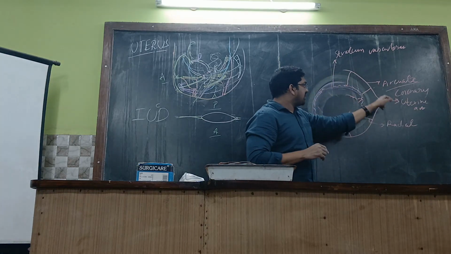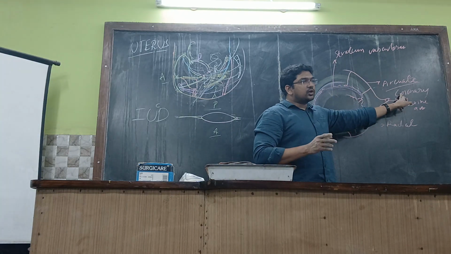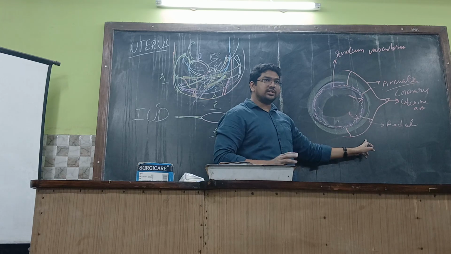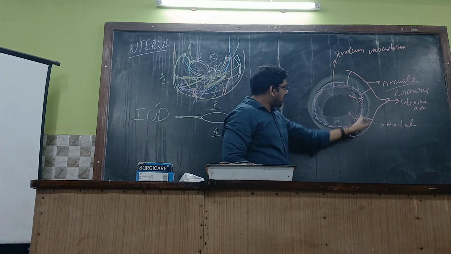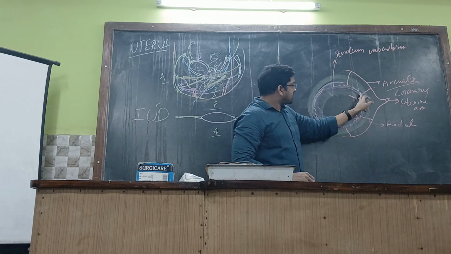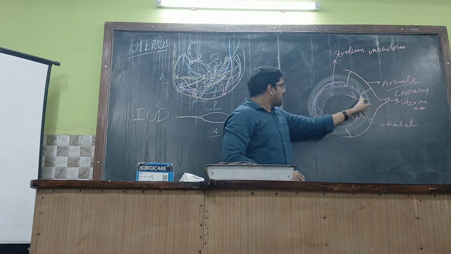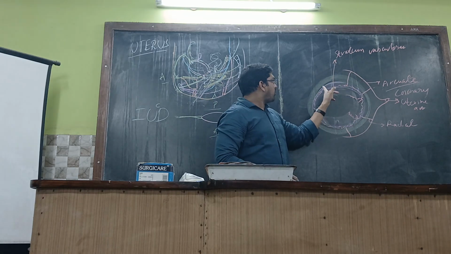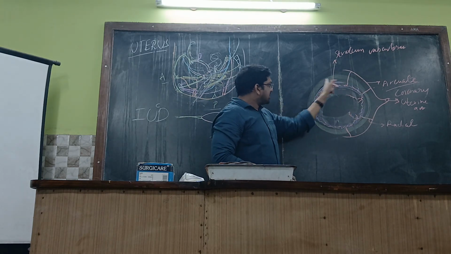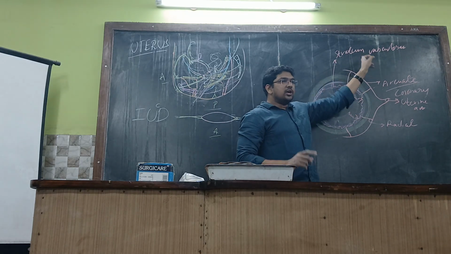Arcuate arteries in the form of an arch over here. Arcuate artery and coronary arteries, one anterior, one posterior. And from these arteries, radial arteries will be going into the myometrium. So far it is outside the perimetrium. And now these branches will be going into the myometrium and forming this network of vessels that is called stratum vasculosum.